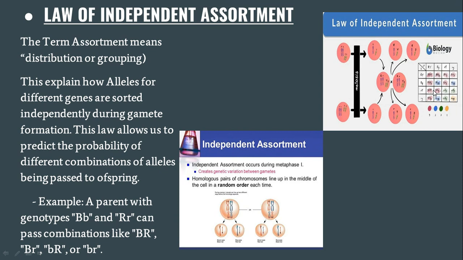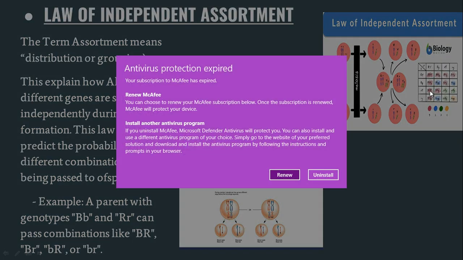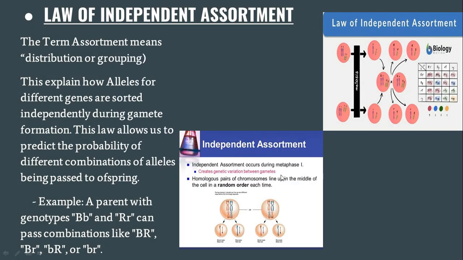The third column will be one capital R, one small r, and one capital Y and one small y. The fourth column will be one capital R, one small r, and two small y. So okay, I'll keep it there.